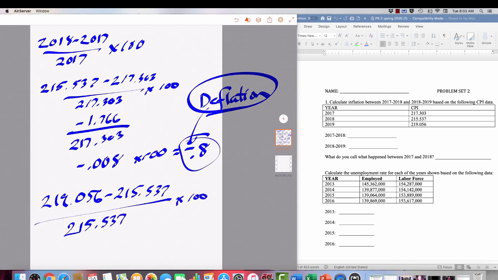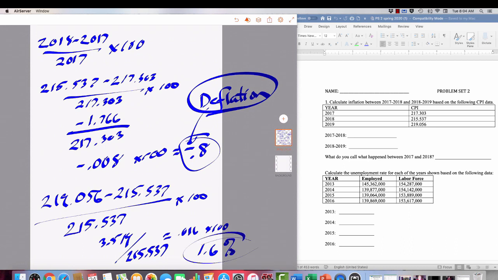So let's see, 219.056 minus 215.537 equals 3.519 divided by 215.537. That equals 0.016 multiplied by 100 gives me an inflation rate of 1.6%.